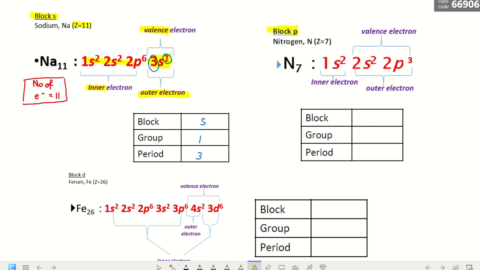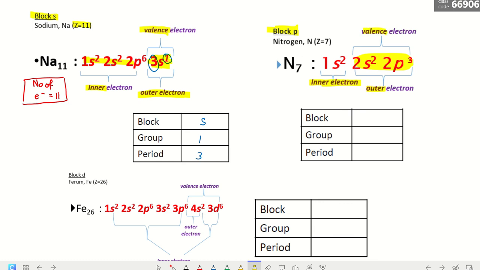Lepas tu baru determine valence electron. So, kita ada 2 shell saja. Shell 1 dan shell 2. Jadi, elektron dalam shell 1 ni kita panggil inner electron. Okay. Kemudian outer electron pula, elektron di dalam petala paling luar. So, petala paling luar adalah petala 2, di mana dia ada 2 subshell iaitu S dan P. Jadi, since dia dalam petala paling luar, so semua ini adalah outer electron. Okay. So, bagi blok P, outer electron adalah sama dengan valence electron.